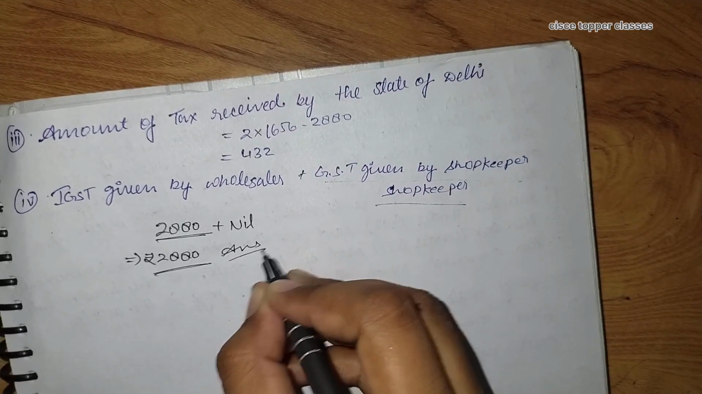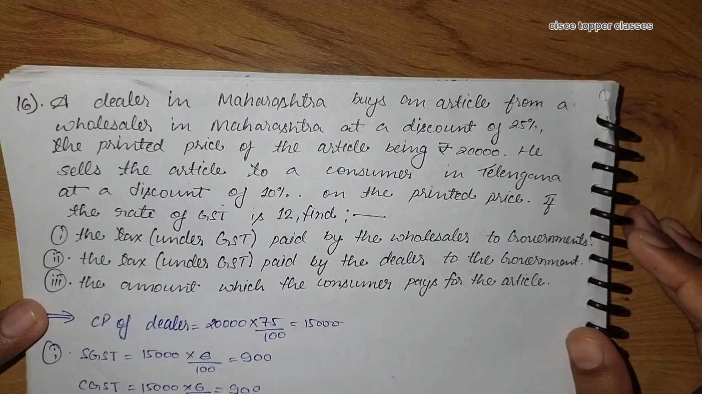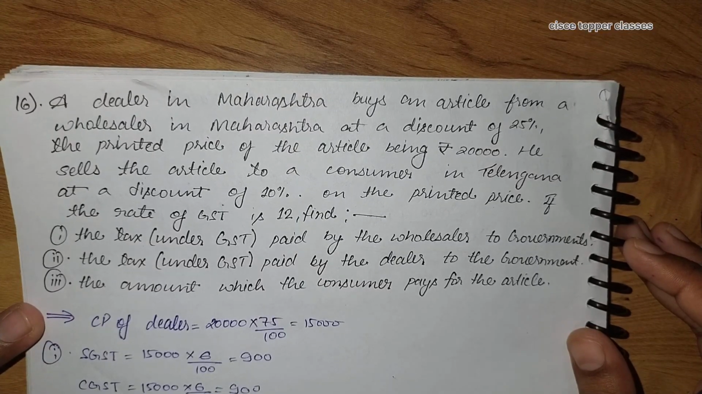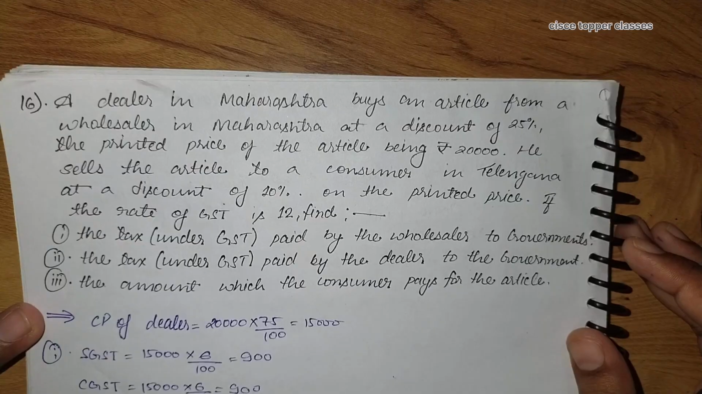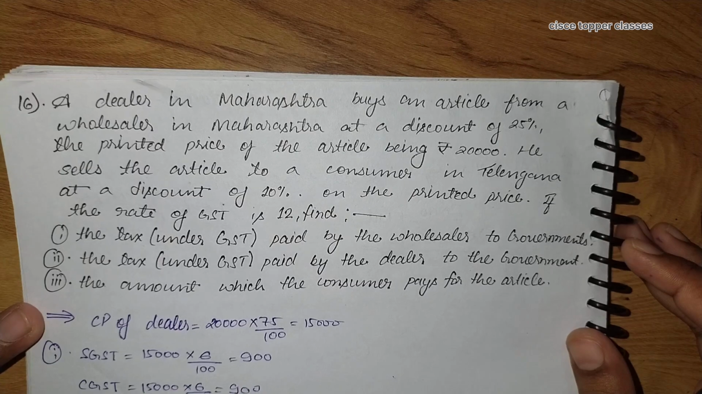Let us solve question number 16. A dealer in Maharashtra buys an article from a wholesaler in Maharashtra at a discount of 25%. The printed price of the article being 20,000, he sells the article to a consumer in Telangana at a discount of 10% on the printed price.